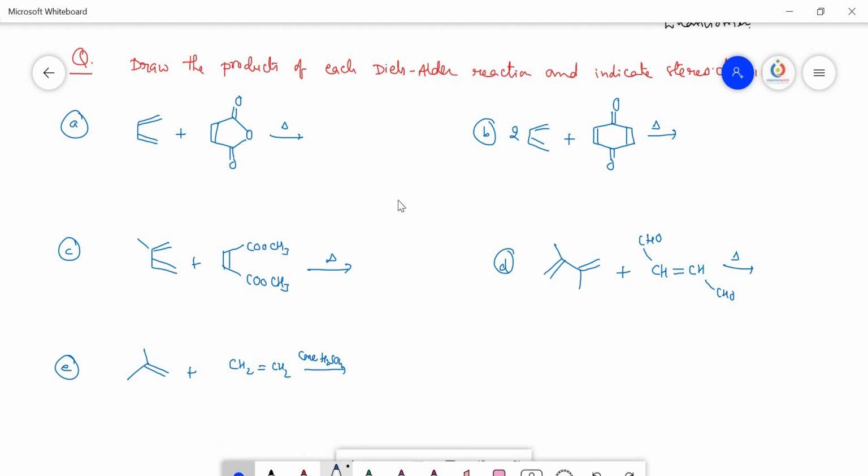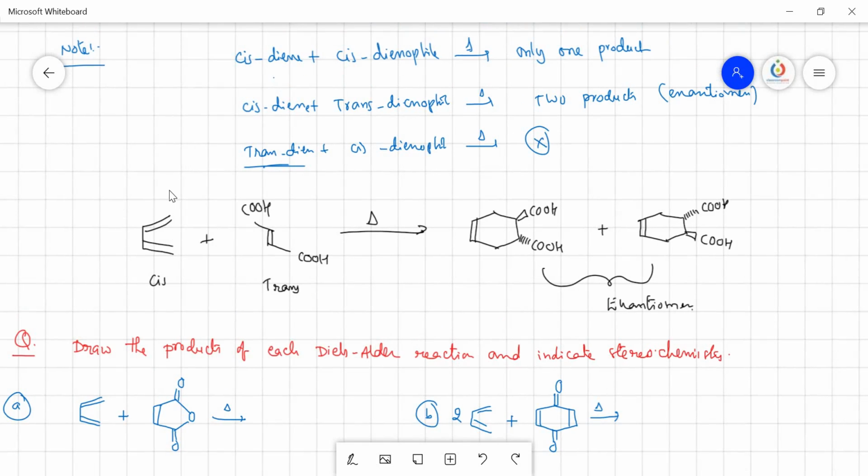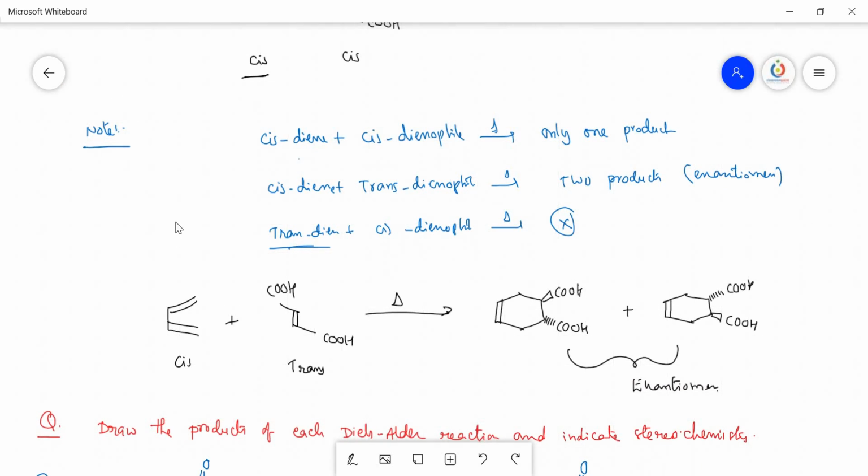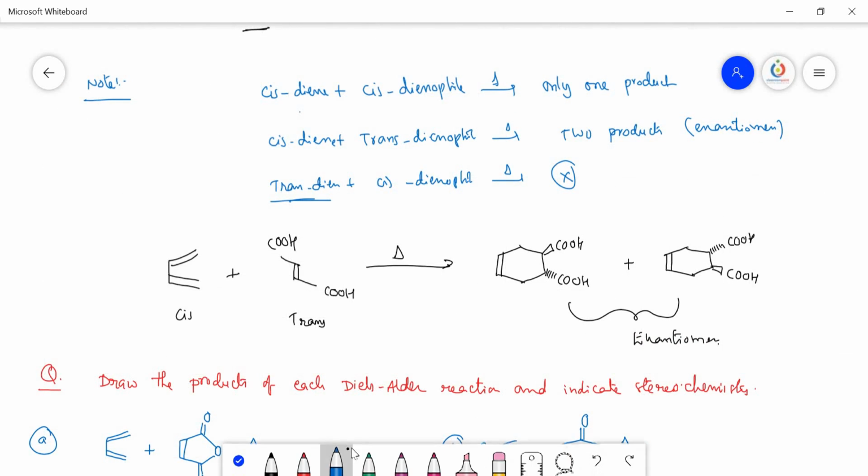Now, I am going to write down one important thing here. I said trans dienes generally do not participate in the reaction. I will correct it here, one small important thing: cyclic trans dienes give no product. But normal open chain trans dienes give the product. Because in open chain trans dienes, there is a chance for rotation around the bond. So they give the product with a cis dienophile, heat it, and you will get the one product.